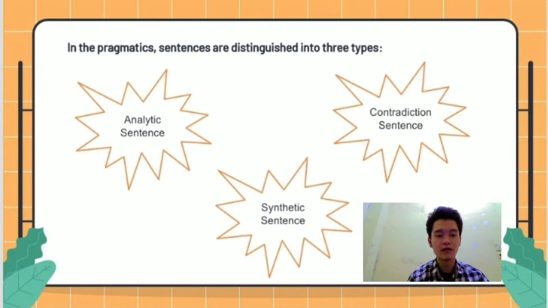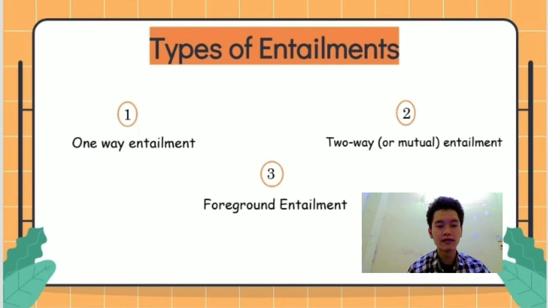Types of entailment. The first is one-way entailment. This entailment means that the entailment works in only one direction. For example, A. I saw tiger. B. I saw an animal. Both of these have meanings, relationship, and the sentence can be paraphrased. If the sentence A is true, the sentence B is also necessarily true.